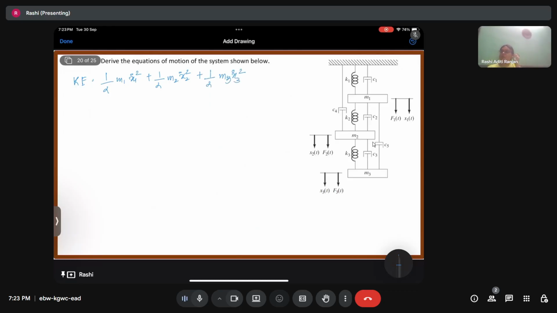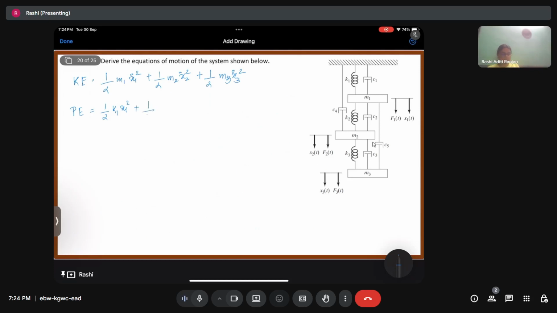Similarly, we have to write the potential energy term. Potential energy is because of the presence of the springs, right? Firstly, for mass m1, there is a spring attached directly to m1, correct? It is going to store energy like half k1 x1 square, because there is no relative displacement in k1, there is just absolute displacement.